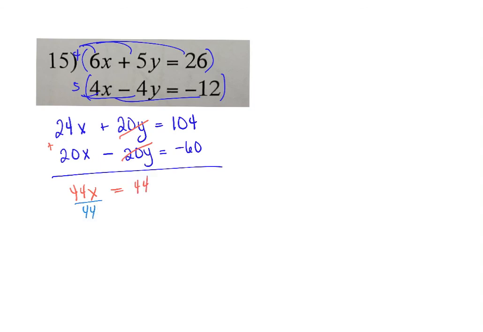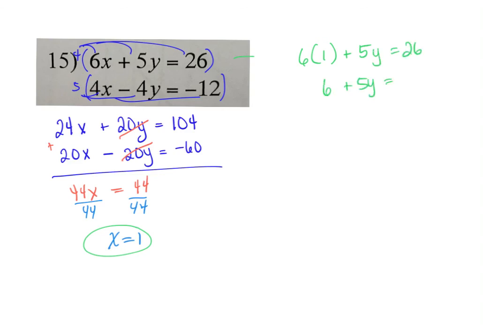So dividing here, my x is going to equal 1. And I'm going to take that and plug it back into one of my equations. So if I use my top equation here, 6 times 1 plus 5y equals 26. So 6 plus 5y equals 26. Subtract my 6. 5y equals 20. Divide by 5, y equals 4. So my answer here is going to be (1, 4).